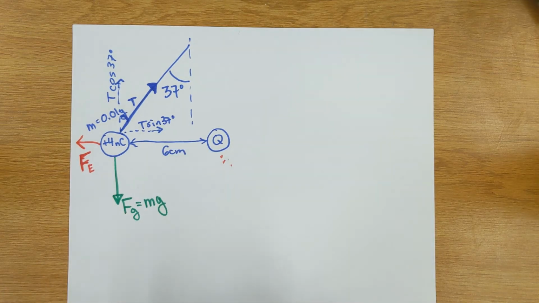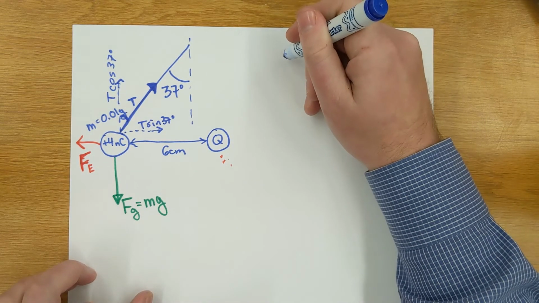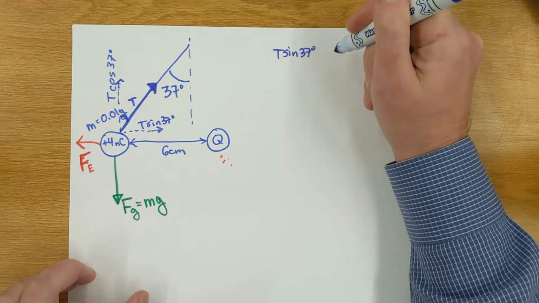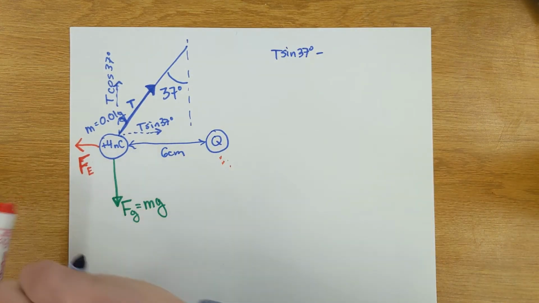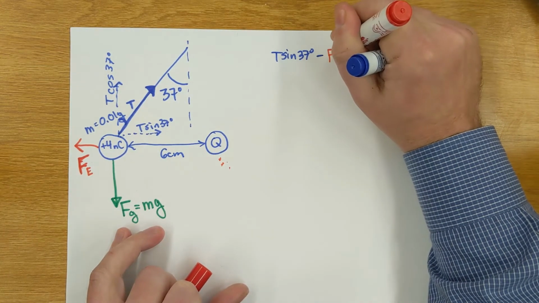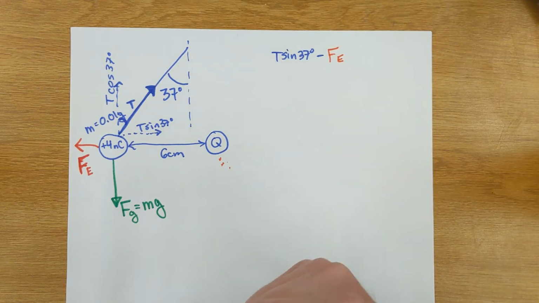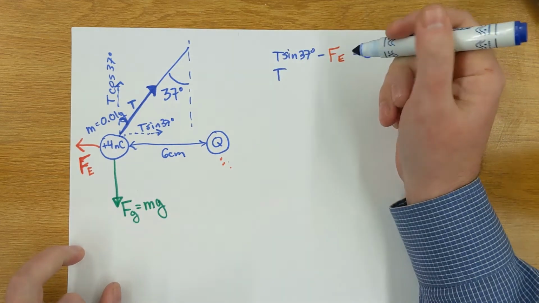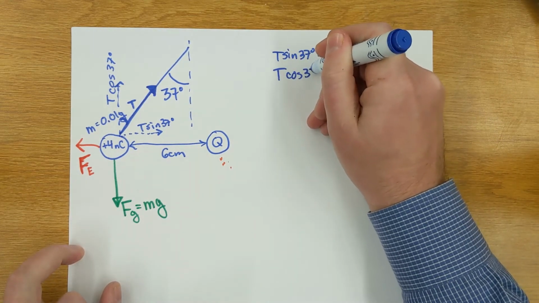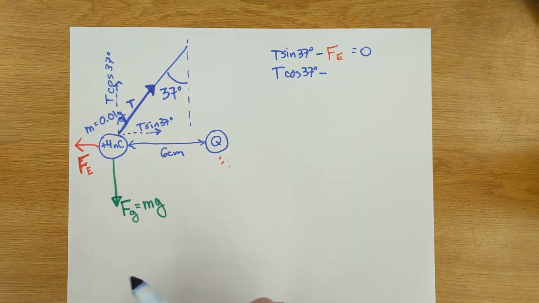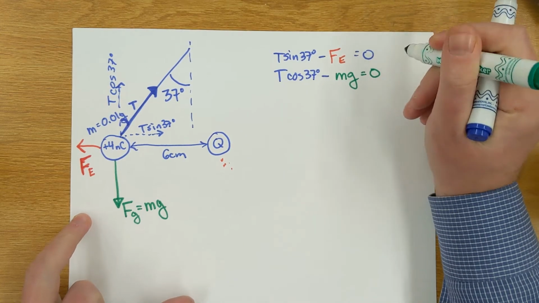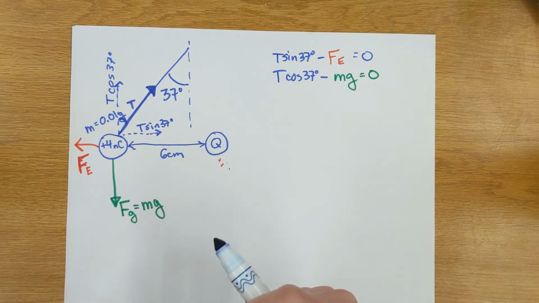So what is the net force here? Well, pulling to the right, I've got T sine of 37 degrees minus that electric force, and that is equal to 0. And then we also have T, the vertical part, cosine of 37 degrees minus that gravitational force, mg. That also equals 0. So what is that electric force?